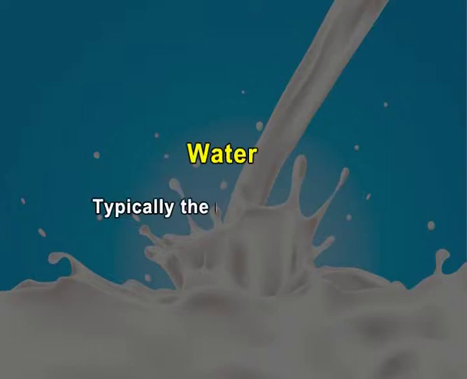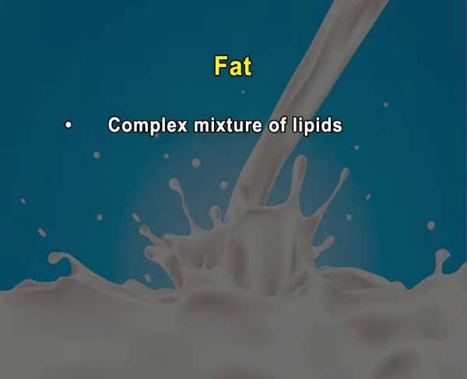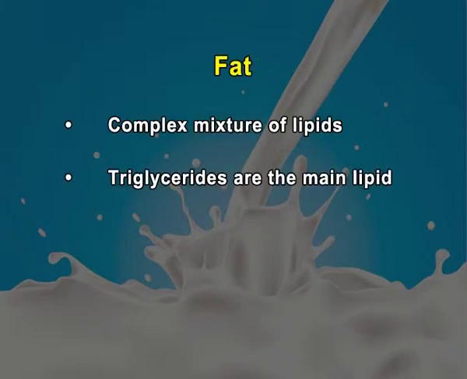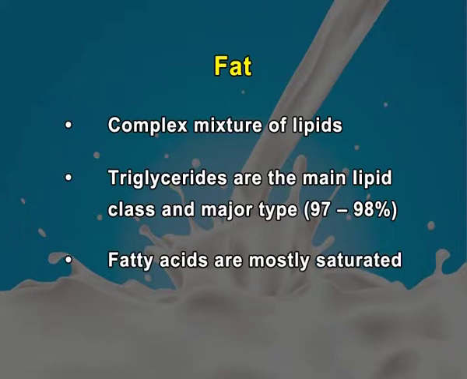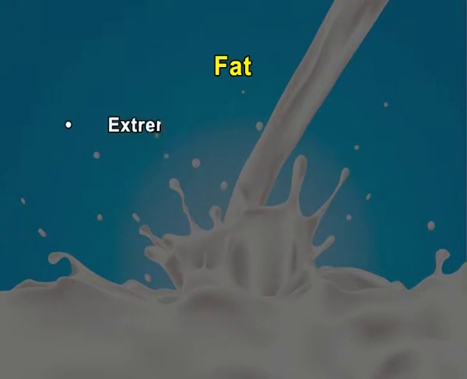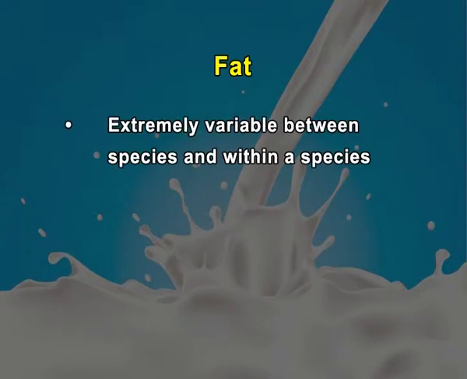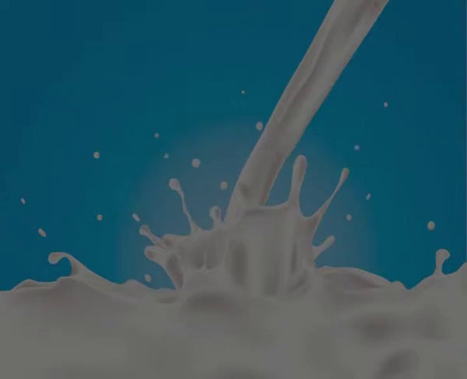Water, typically the major component. Fat, a complex mixture of lipids. Triglycerides are the main lipid class and major type, ranging from 97 to 98%. Fatty acids are mostly saturated, a major energy source for the young, extremely variable between species and within a species. Fatty acids 15%, glycerol made from glucose.